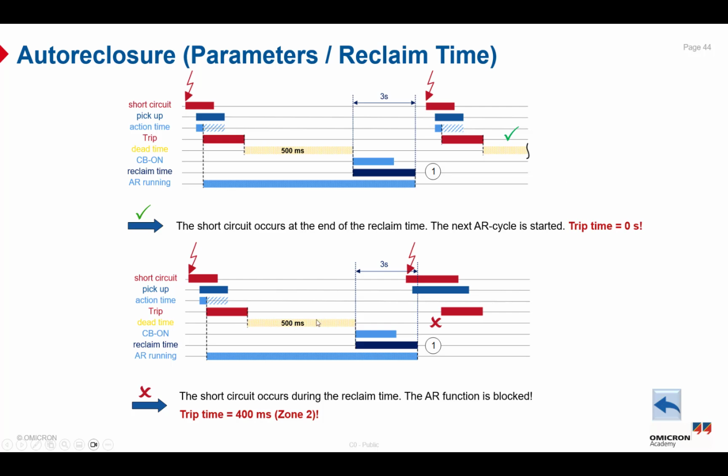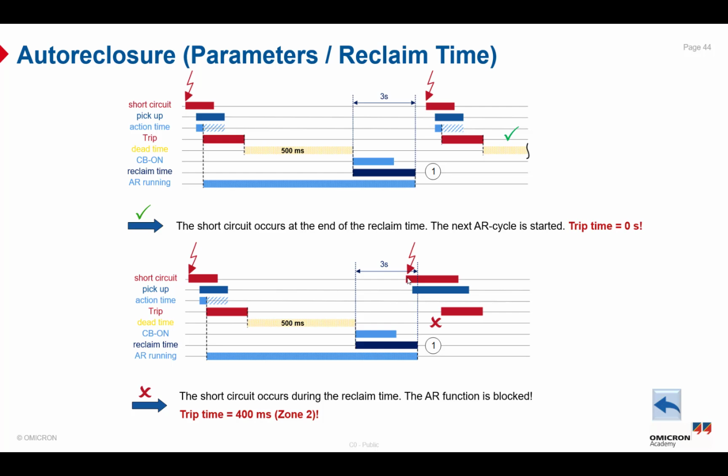Okay, but in the second diagram here, the short circuit happens, the relay picks up and issues a trip command for tripping the circuit breaker and isolating the fault. And after 500 milliseconds, the circuit breaker is switched on again by the first shot of the auto reclosure, and it initiates the reclaim time. And as you can see, we have another trip, which is a short circuit, happening again during the reclaim time. So the AR function will be blocked and it will be considered unsuccessful.